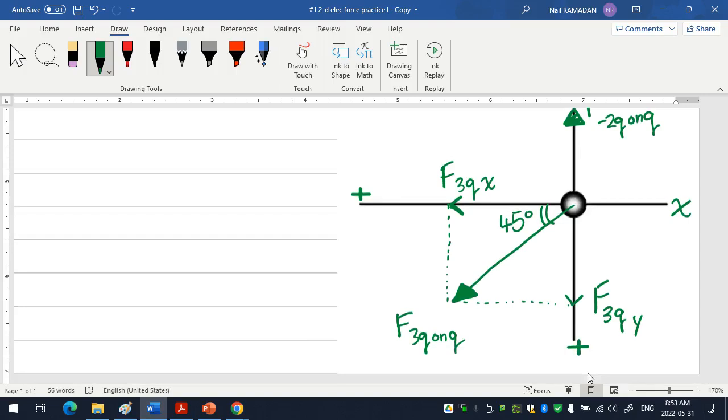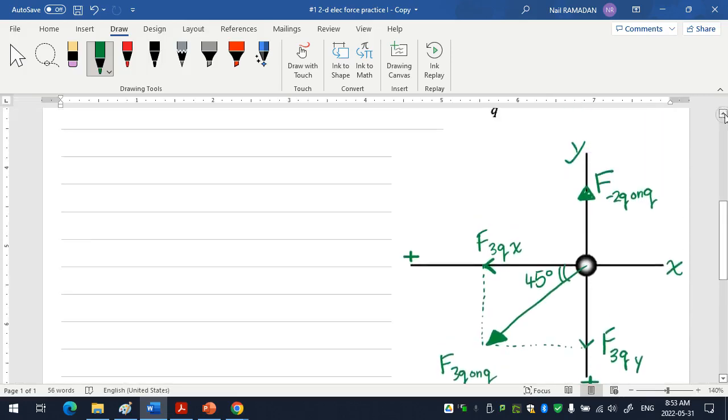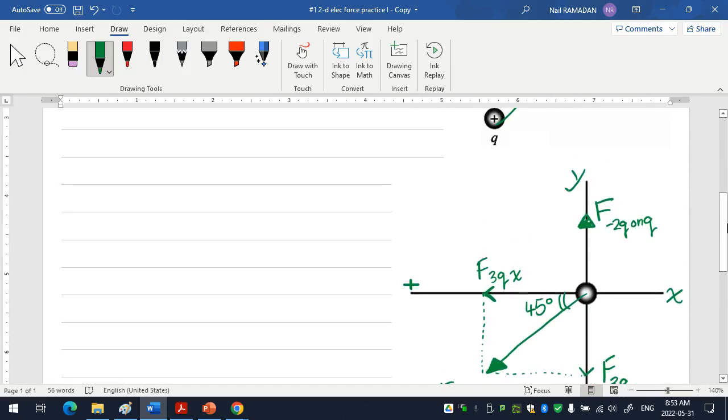Okay, now we're ready. So, how many dimensions do we have in this problem? 2. Doesn't matter which one you start with, you have to do both dimensions. However, which one of these has fewer forces on it, the x or the y? Great, let's start with the x-axis. So, F net on the x.